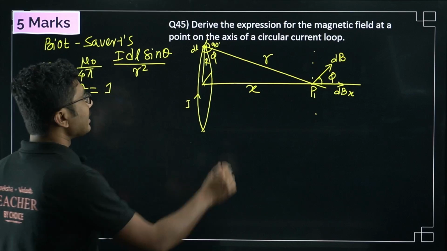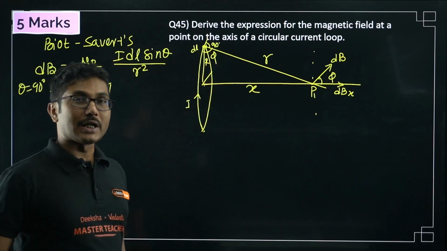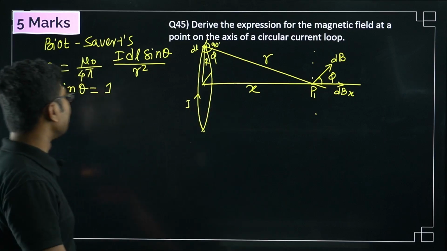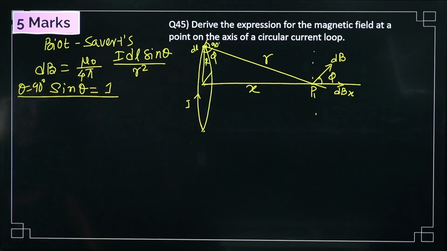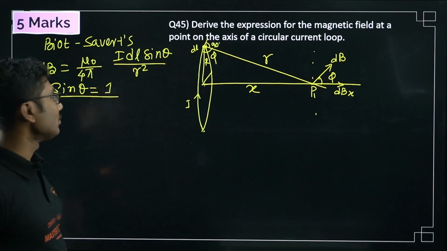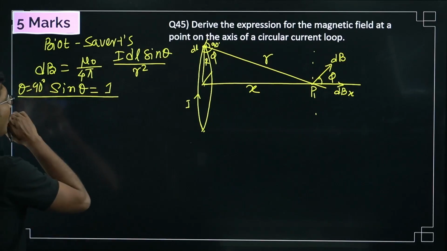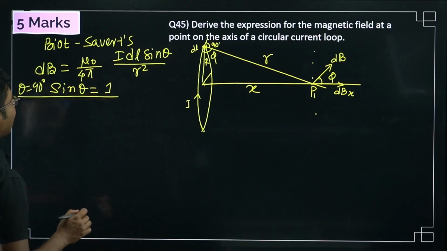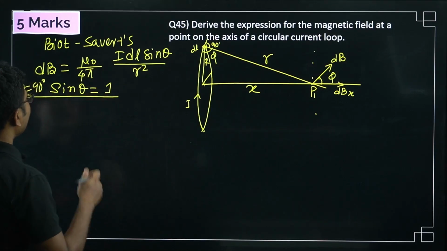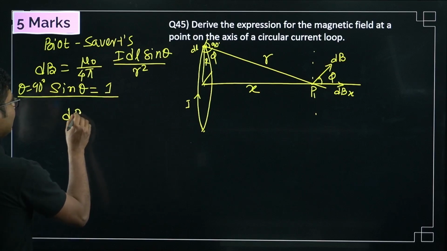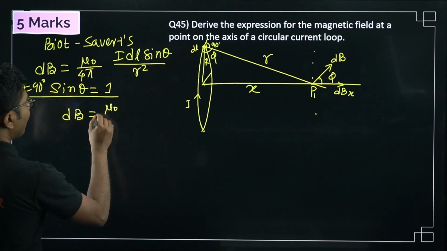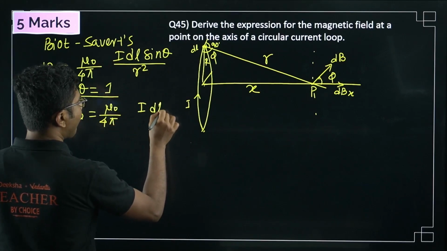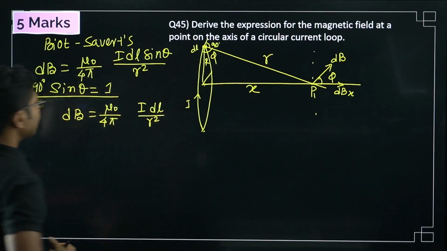I have seen students mark this angle also theta, which is very confusing for the teachers. So mark this angle as phi only. So theta is 90 degree, sin theta is equal to 1, right? Now what we will do, we will try to calculate the magnetic field. So dB is equal to mu naught by 4 pi I dl by r square. Okay, this is the magnetic field.